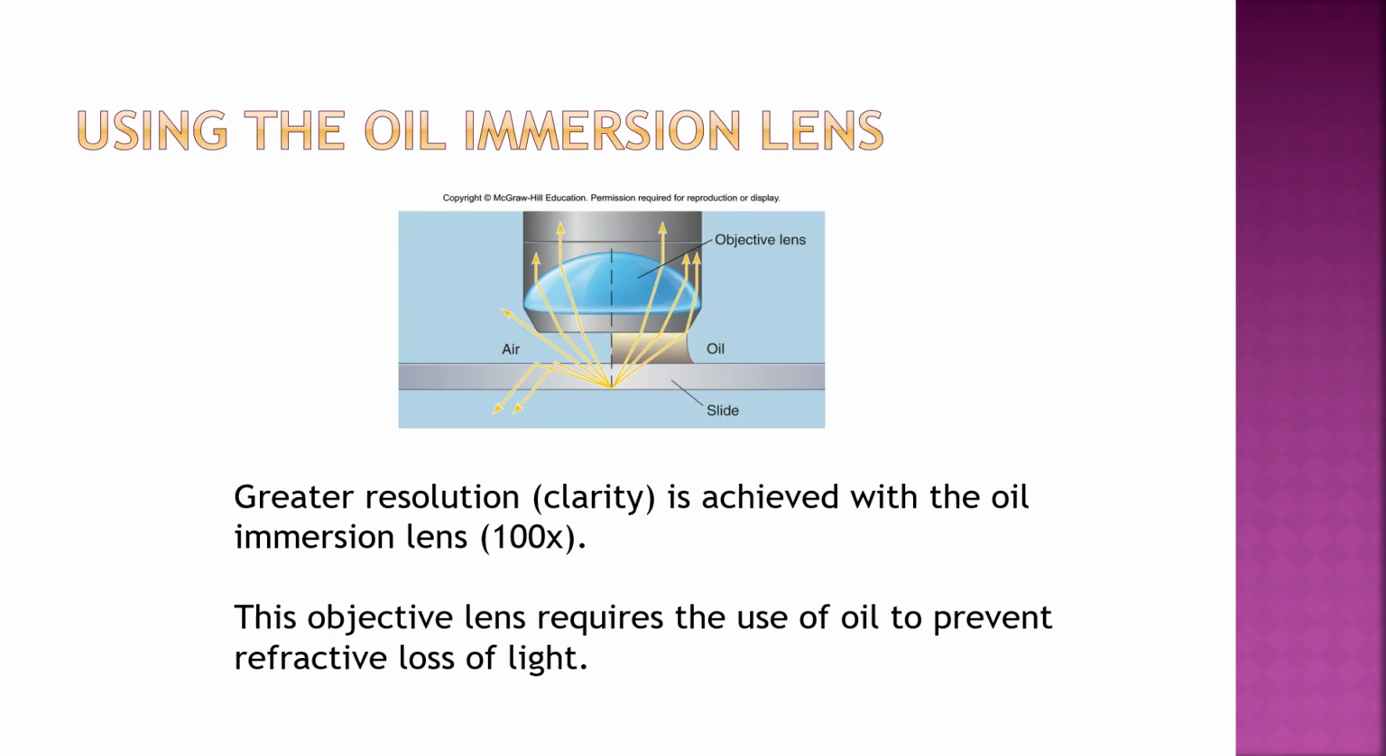So here's what I was just talking about, using that oil immersion lens. It gives us greater clarity, greater resolution, and the objective requires the use of this oil to prevent refractive light loss. Even at the 100x objective, when we look at the space between the objective and the slide, it's just like a hairline space, but light can still scatter. If we use that oil, it keeps the light from scattering, and so we can see greater detail. That's the whole point of using the oil immersion lens.